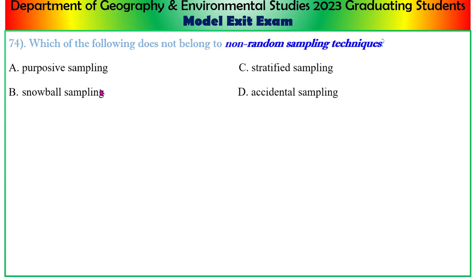Accidental sampling, also known as convenience sampling, involves selecting individuals or elements that are easily accessible or convenient for a researcher. This method does not involve a systematic or planned approach to sample selection.